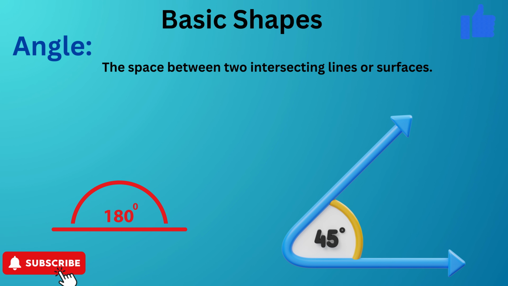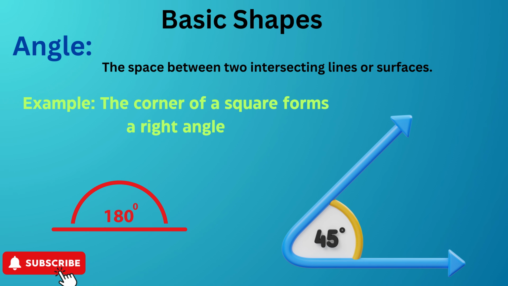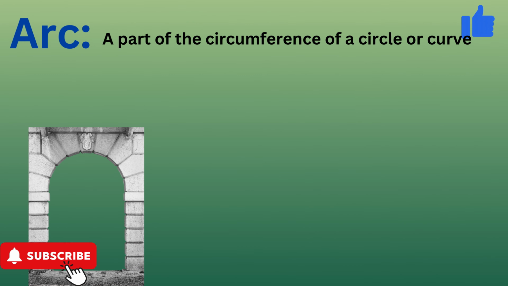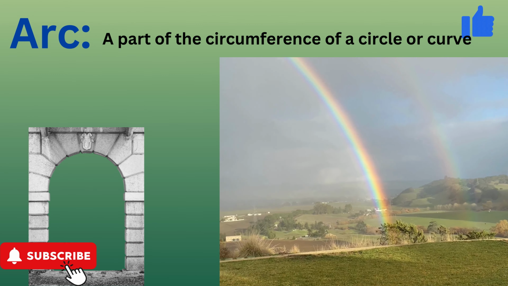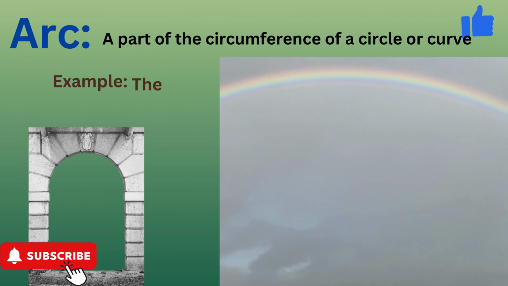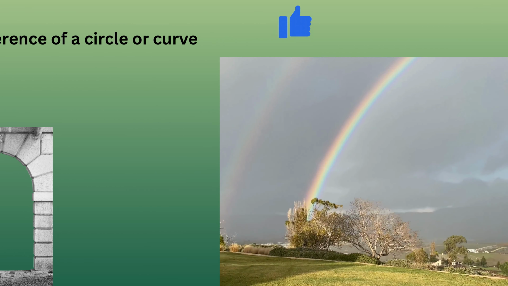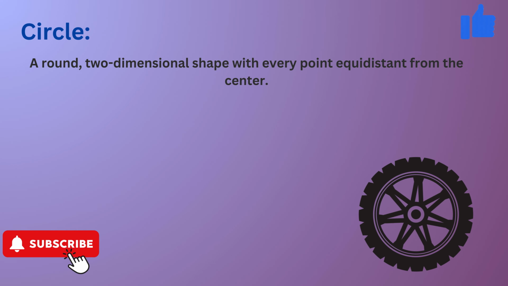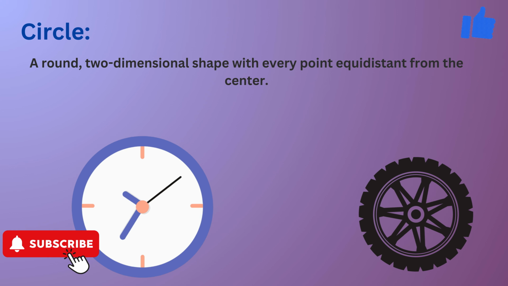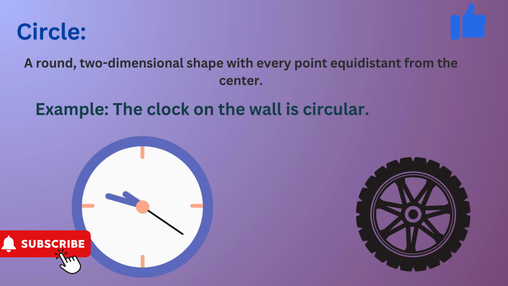1. Angle. The space between two intersecting lines or surfaces. Example. The corner of a square forms a right angle. 2. Arc. A part of the circumference of a circle or curve. Example. The arc of a rainbow. 3. Circle. A round shape where all points are equidistant from the center. Example. The clock on the wall is circular.